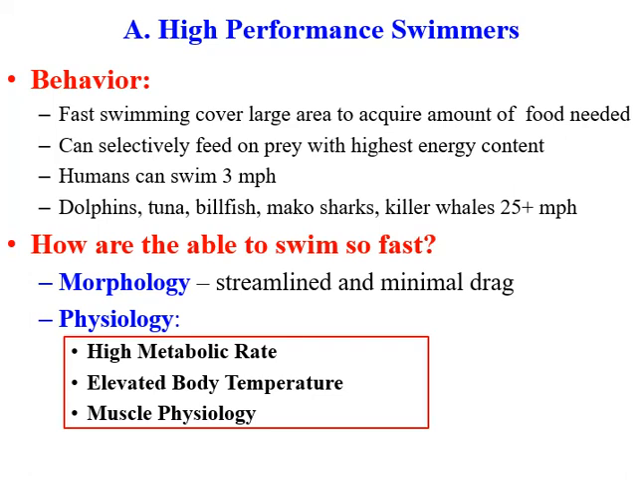There's a lot of other nekton that's not their strategy. They don't swim that fast. We'll look at those later. They swim efficiently, but not necessarily fast. So some of the mechanisms for achieving this fast swimming speed are morphological.